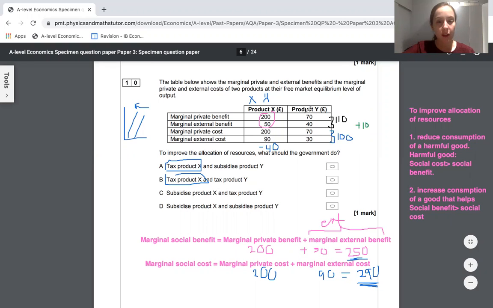So you definitely want to have more Y. I'm going to put a really happy face that you want to have more of that. And one of the ways to get more product Y is to give it a subsidy. So then A is the answer.